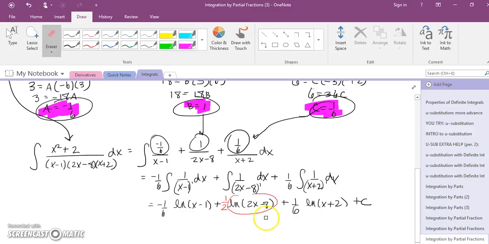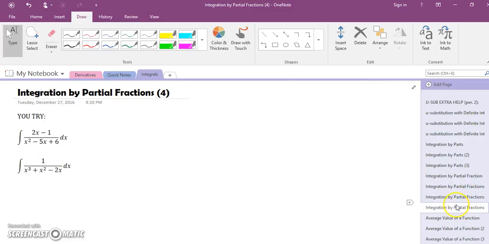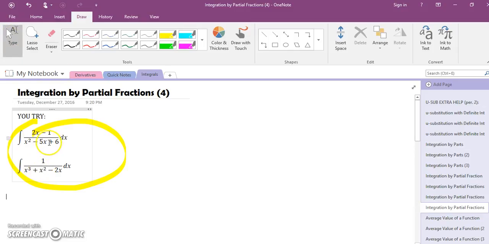All right, so I'm going to give you two problems to try on your own, and I'm going to put the answers right after it so that you can check your work right away. So your two examples that I want you to do are right here. The first one is pretty basic. The second one you're going to have to do three instead of just two factors. Notice here it's not in factored form, so just factor them quick.